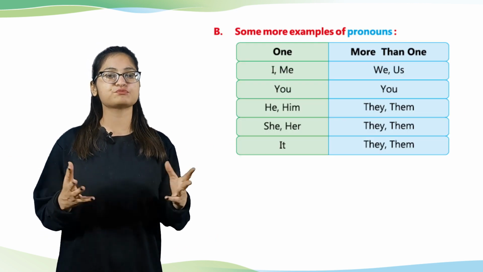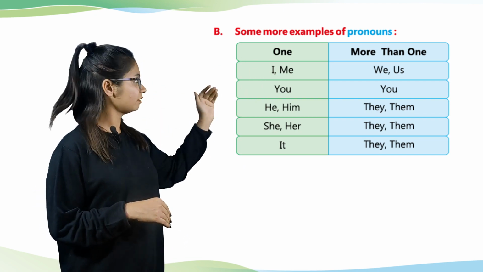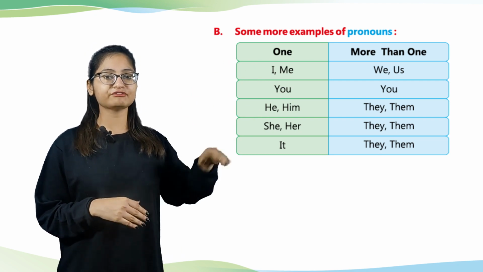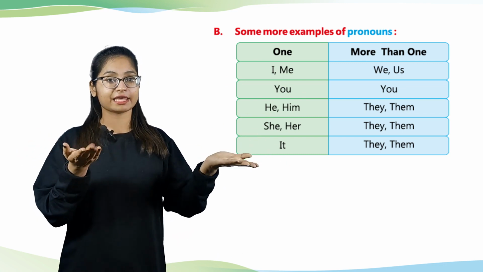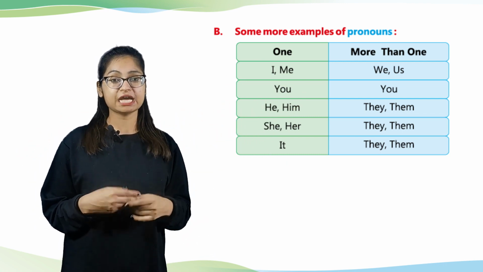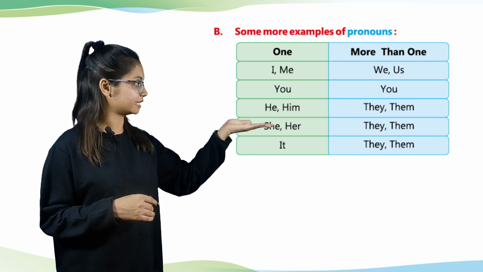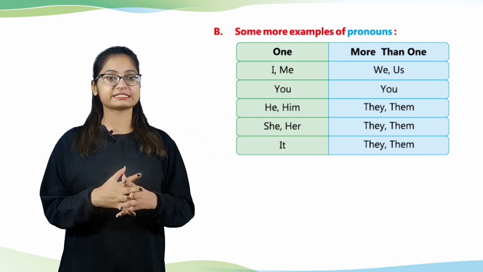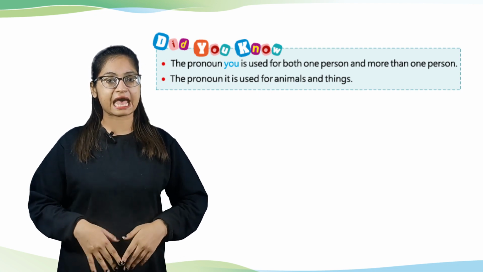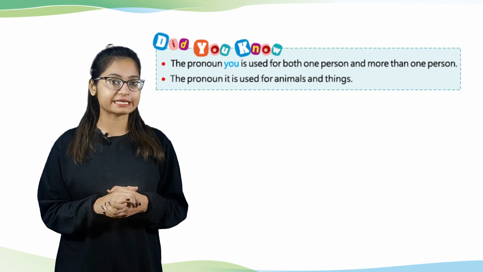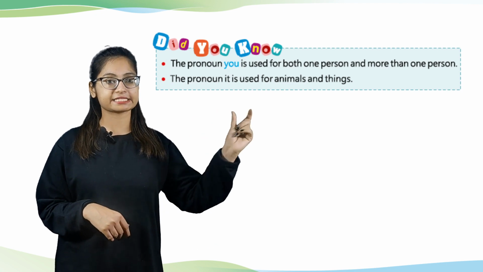Some more examples of pronouns. Okay, we have two boxes, one and more than one. For one we have I, me, we, us, you, he, him, they, them, she, her, it. Okay, students, did you know the pronoun you is used for both one person and more than one person. The pronoun it is used for animals and things.